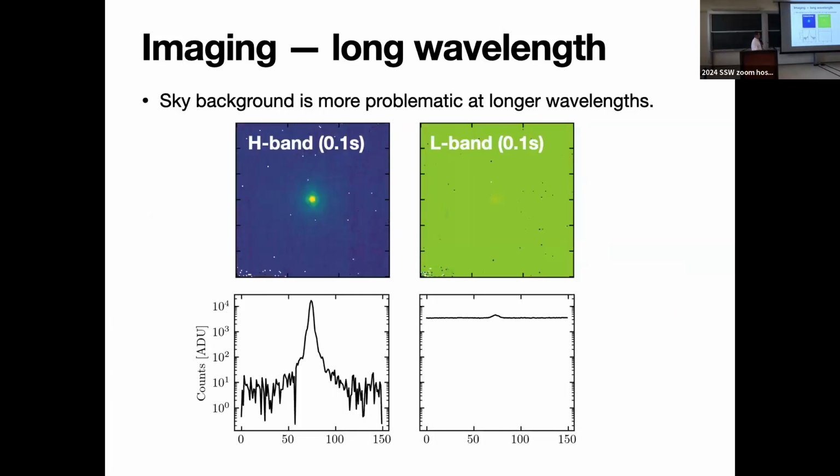This is demonstrated here with an example of one star being observed in the H band with a 0.1 second exposure, and then at the L band with the same exposure time. You can see that the sky background is massively increased, such that the star is barely detected, and the detection is at much lower significance.